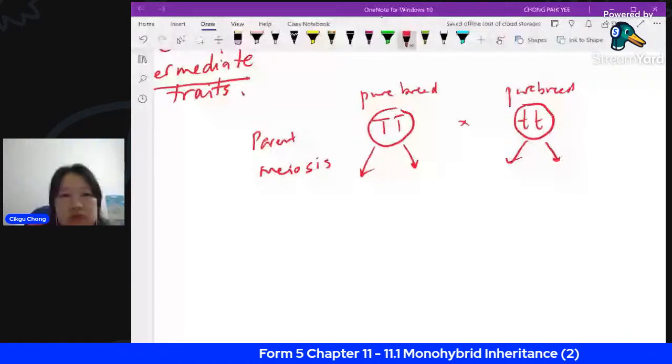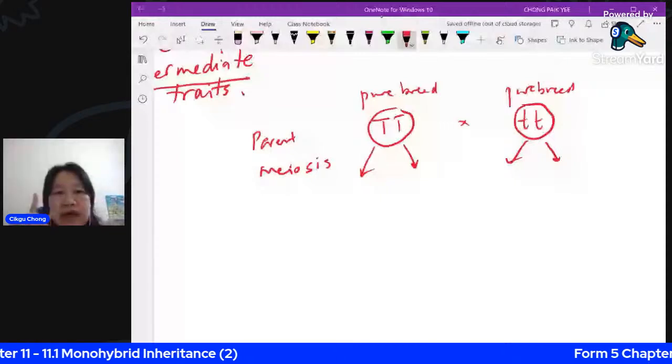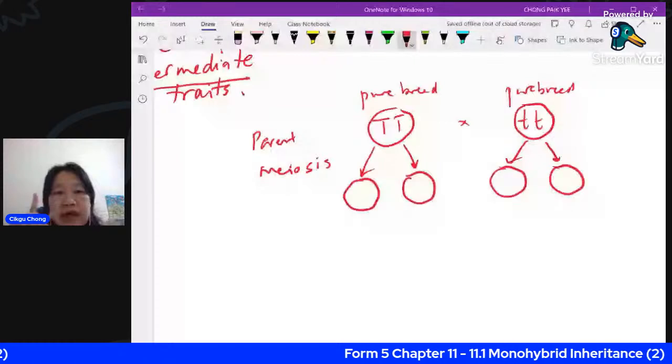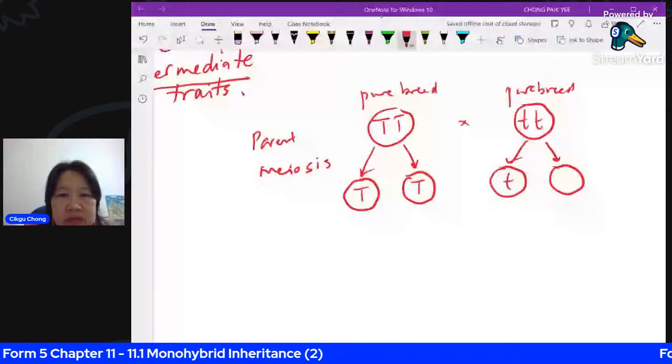According to Mendel's first law, in any gamete, it can only carry one allele. So it has to separate. So the big T goes here, the big T goes here, small t goes here, small t goes here. So this is going to be the gamete. Write down at the side here, this is the gamete.